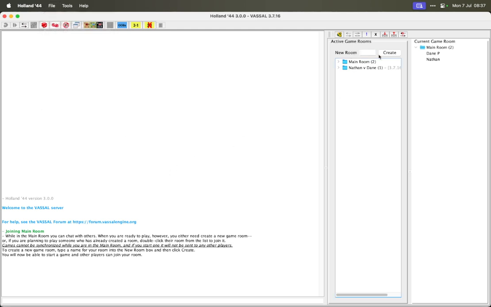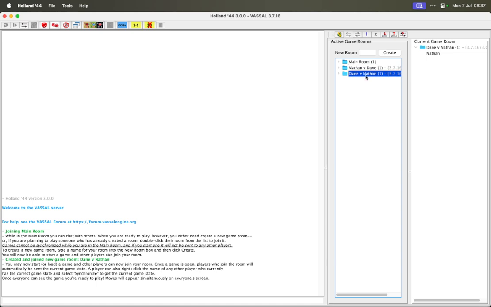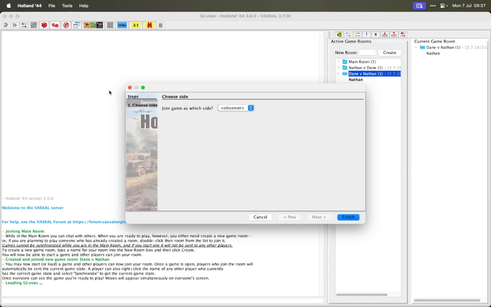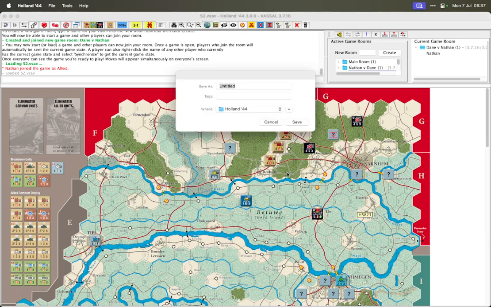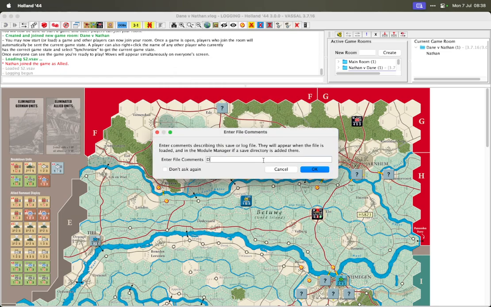Okay. New room, so we'll call it Dane v. Nathan. All right, and now you can open a game. If you ever start a game and you're not actually in a room online, it won't let you move pieces. It'll tell you you can't move pieces unless you're in a room. All right. So I clicked the campaign game. I'm gonna select Allied, finish. It's asking me to start a new log file. I click yes, and I'll call it Dane v. Nathan. All right, I should be able then to jump in.